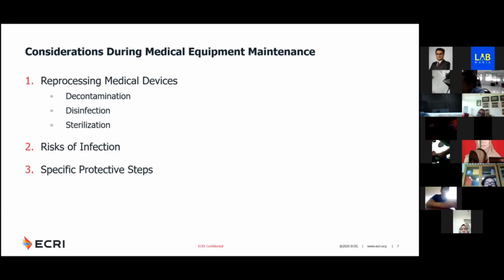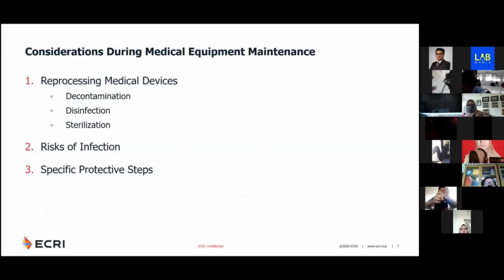First is the perspective of reprocessing medical devices. So, of course, single-use medical devices, you use once and you discard. But reusable devices, you will need to undergo certain steps if you are planning for decontamination, disinfection, or sterilization. These are three different types of reprocessing that you could apply for medical devices, and it could apply to any of the medical equipment.